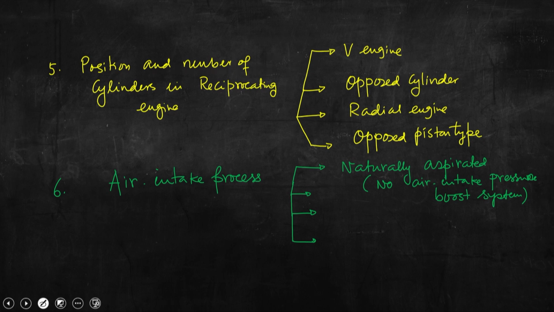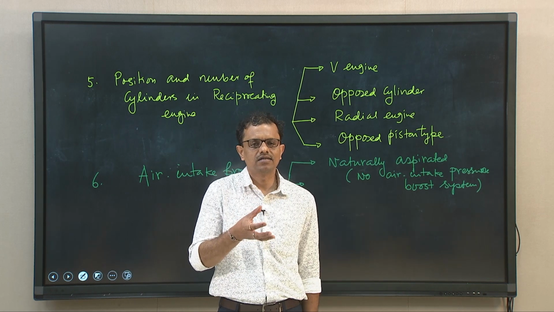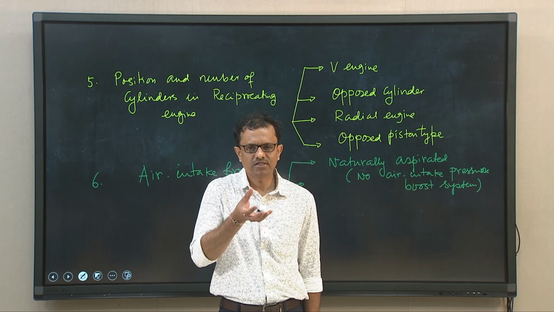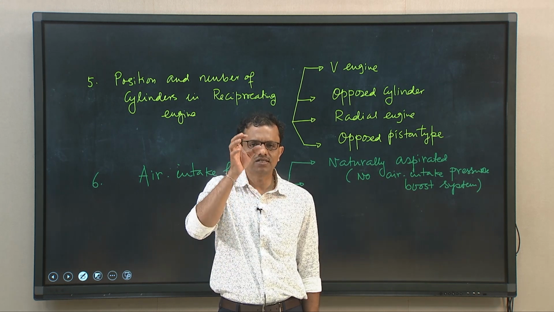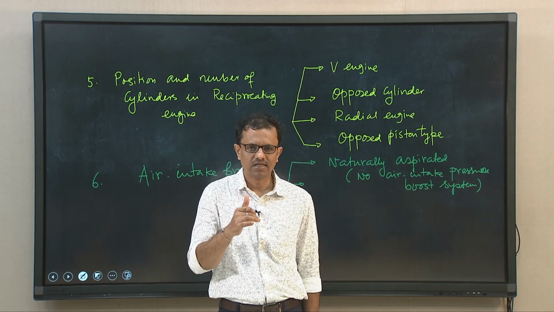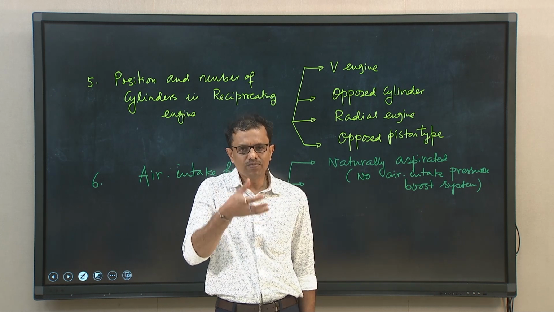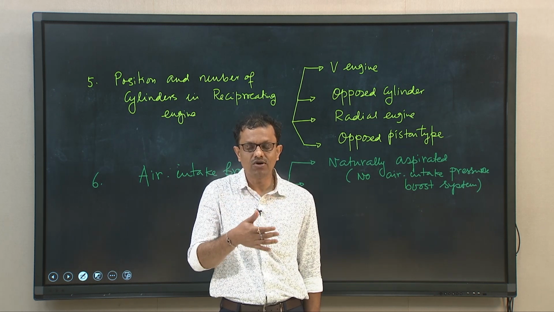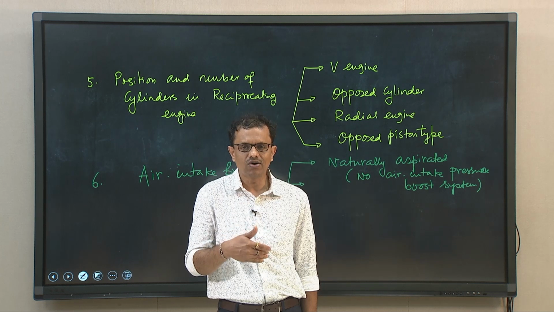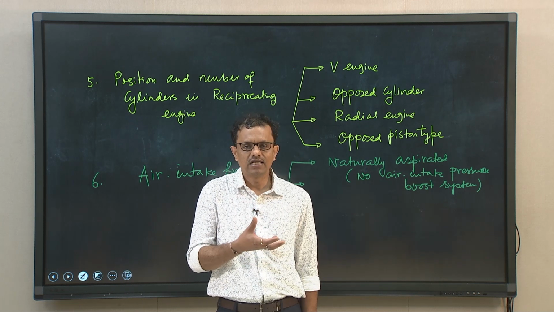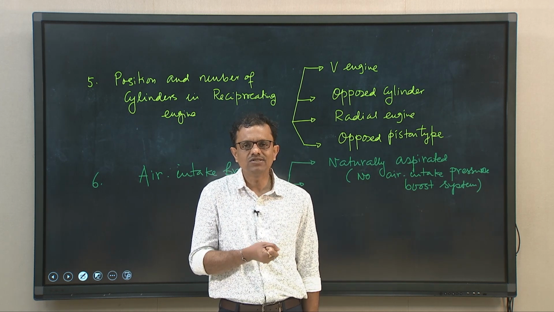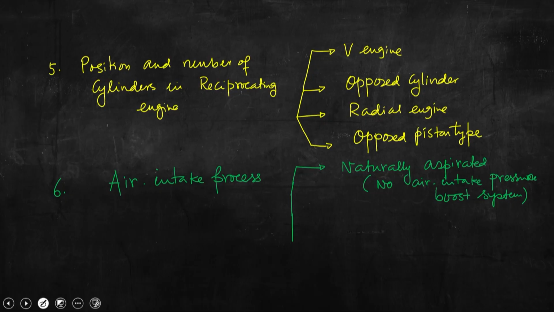You have studied that when there is an intake stroke, the piston comes down from the top dead center to the bottom dead center, and that movement of the piston from TDC to BDC, or inner dead center to the outer dead center, automatically allows air to be drawn into the cylinder. There is no need of any air intake pressure boost system. So, this is naturally aspirated. Then the second type is supercharged.